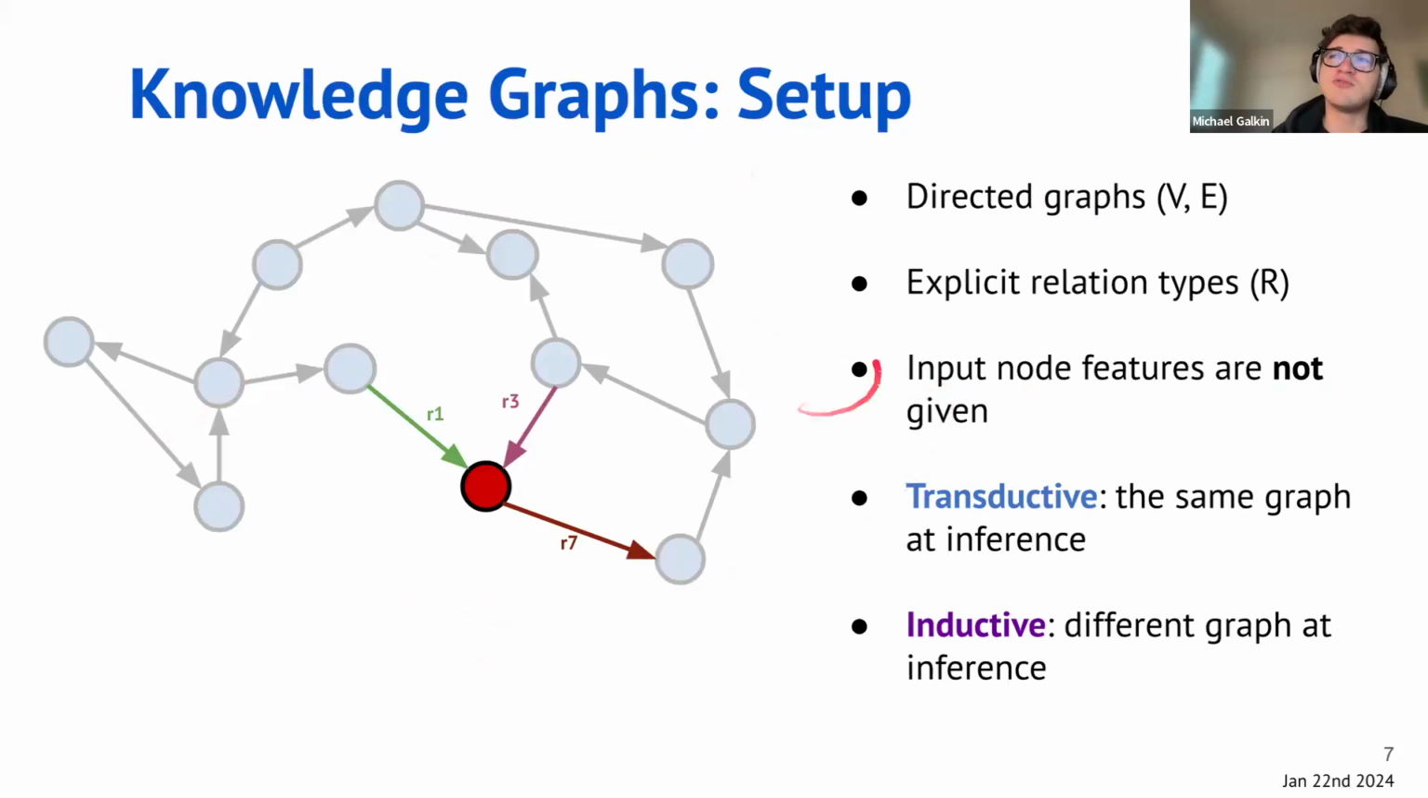An important thing is that input node features are usually not given, because there is so much variety of them that you cannot train any transferable model if one graph has, I know, BERT features and the other one has numerical features. So we just assume that they are not given. And there are several setups called transductive and inductive. Transductive is when you run inference on the same graph you have trained on, say a one billion node graph. Inductive means that your graph is completely different at test time. And there are several versions of that inductiveness, which I'll briefly cover as well.